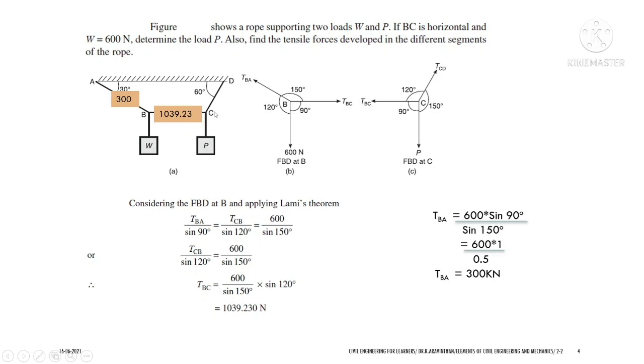And from BC to the load P, you have exactly 90 degrees. After knowing this 60 degrees, you can take the 90 degrees, and 60 plus 90 will be 150 degrees. So this is how we can find the angles here.